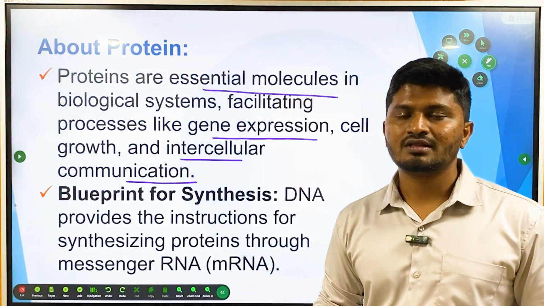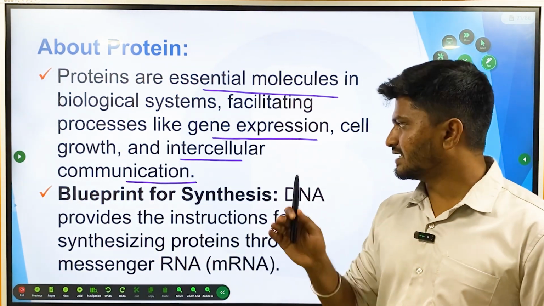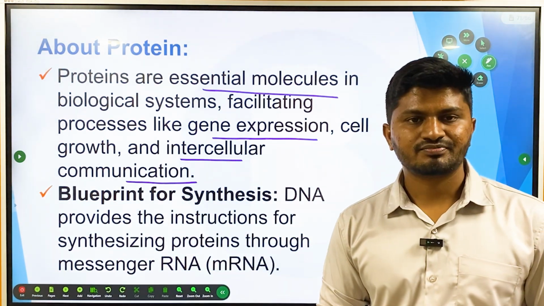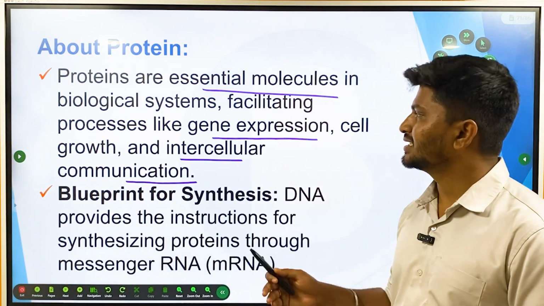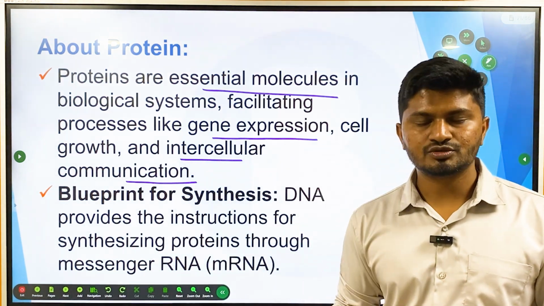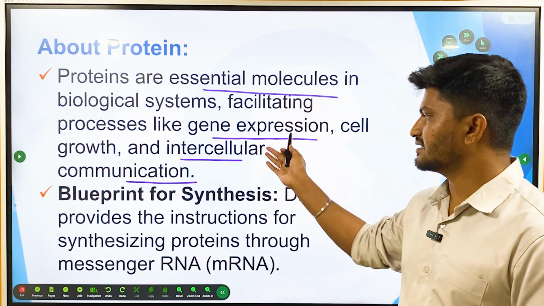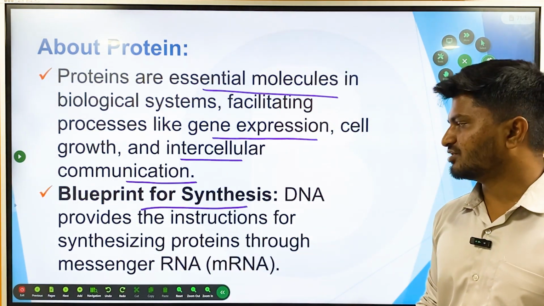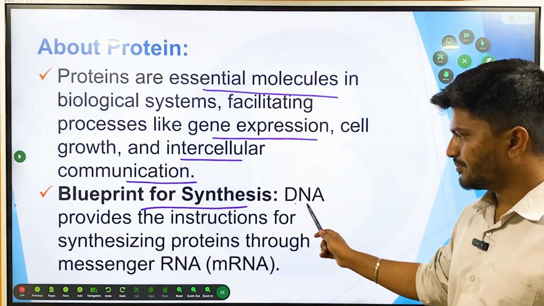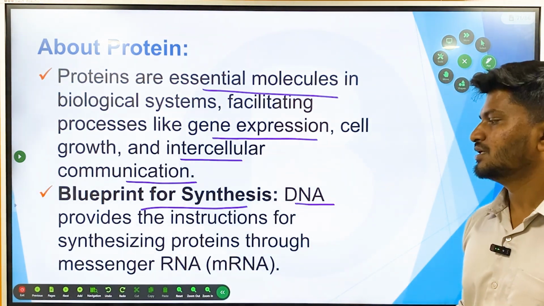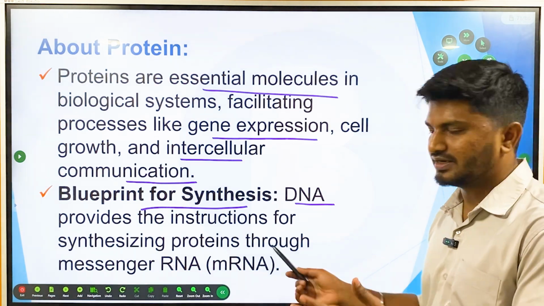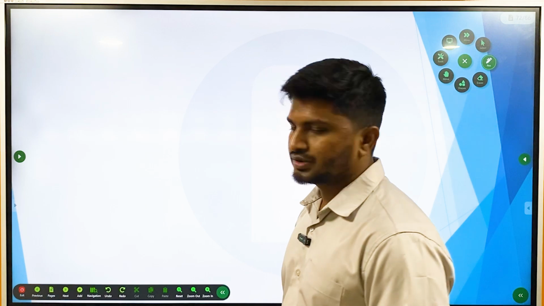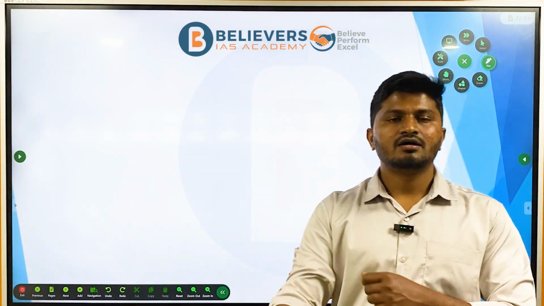They are necessary for expression of a particular gene. They are necessary for the growth of human beings. They are necessary for intercellular communications. There are various proteins which help in triggering of hormones, which in turn help in growth and other activities. Then they provide a blueprint for synthesis. DNA provides instructions for synthesizing proteins through messenger RNA, which I've already explained about the transcription, translation, and the folding process. So this is a short topic about recombinant DNA or recombinant proteins.